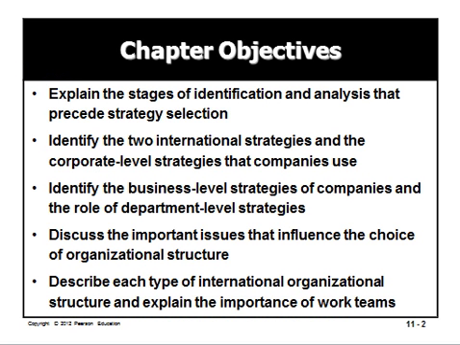The chapter objectives are to explain the stages of identification and analysis that precede strategy selection. Identify the two international strategies and the corporate level strategies that companies use. Identify the business level strategies of companies and the role of department level strategies. Discuss the important issues that influence the choice of organizational structure, and describe each type of international organizational structure and explain the importance of work teams.